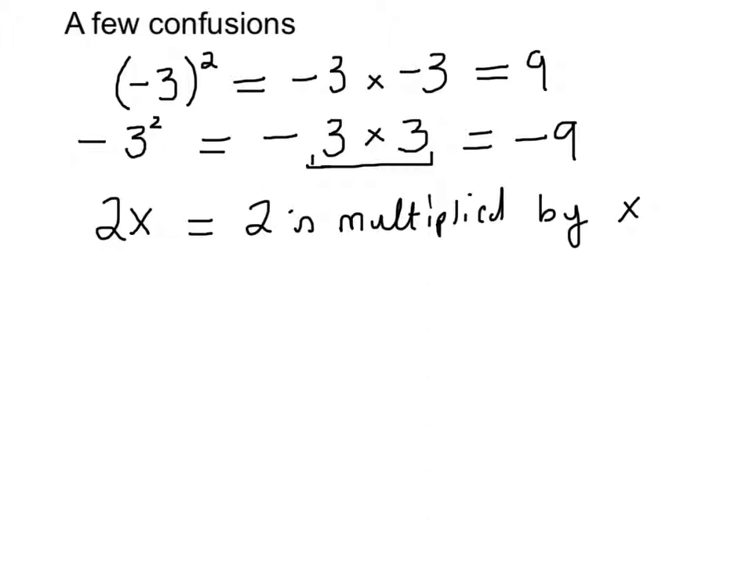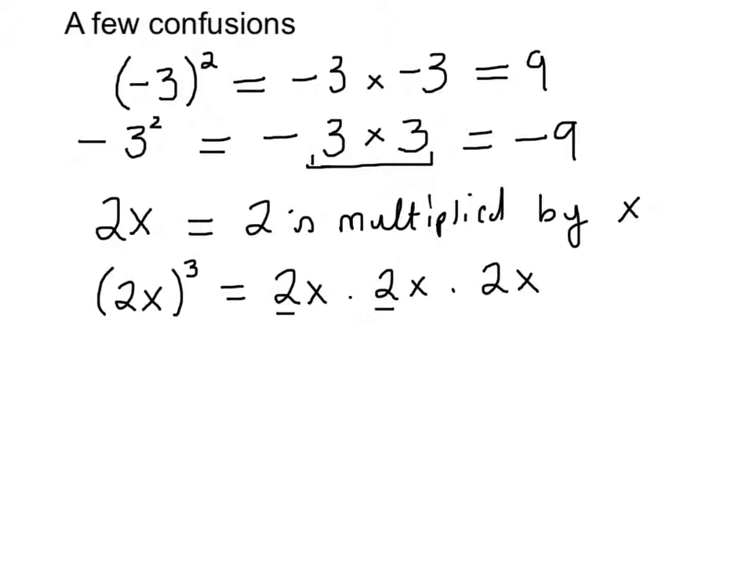Now, if I was asked to work out 2x to the power of 3, so it's 2x all to be cubed, that would be 2x multiplied by 2x multiplied by 2x. Okay? Here I have 3 2s that are multiplied by each other. So 2 by 2 by 2 is the value 8. Right? 2 2s are 4, by 2 are 8. And I have 3 x's multiplied by each other, and in our language, that's x cubed.